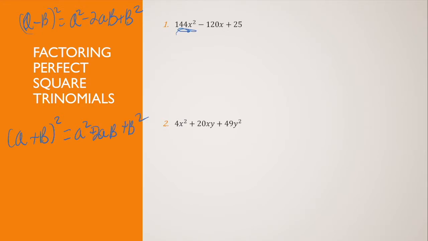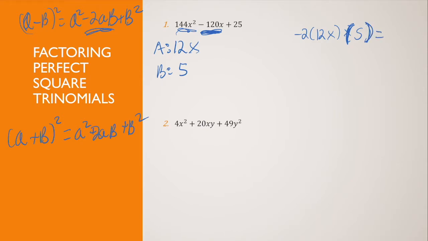So in this case, my first term is a perfect square. My a in this case would be 12x. My b in this case would be 5. And let's just verify that that middle term is indeed negative 2ab. So if I took negative 2 times 12x times 5, let's not use an x because that might get confusing, I get negative 24 times 5, that's negative 120x. Okay, cool. So this is going to factor perfectly into 12x minus 5 squared.